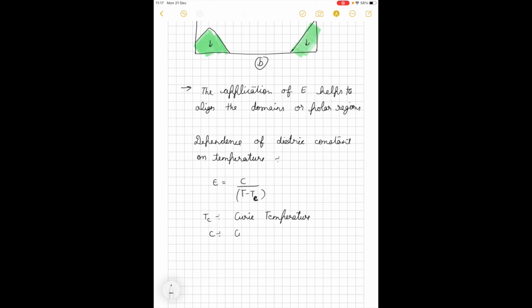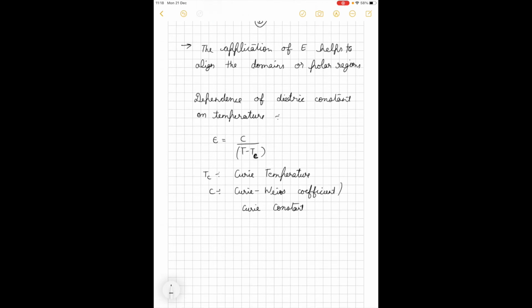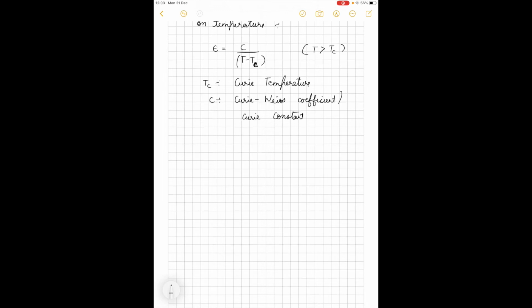And the C is called the Curie-Weiss coefficient, or you can also say just the Curie constant. Okay, and this formula is mostly valid when T is greater than Tc, right? Because I'm telling you that this formula is valid for a paraelectric phase, right?